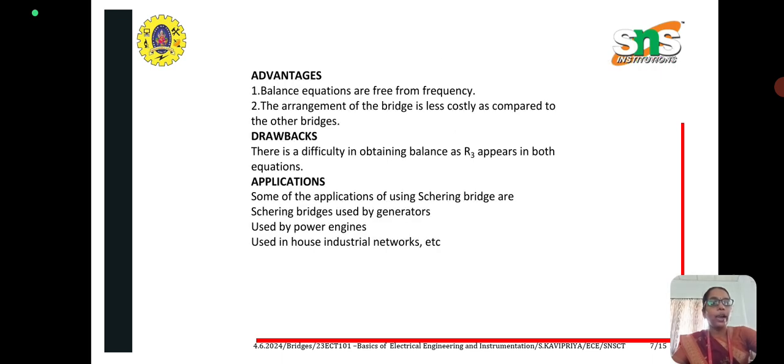Next are the advantages of this Schering bridge. The balance equations are free from frequency. The arrangement is less costly as compared to other bridges. The drawback is the difficulty in obtaining the balance as R3 appears in both the R1 and C1 expressions. Some of the applications which use Schering bridges are: first, it is used by generators; second, it is used by power engines; and it is used in household industrial networks.